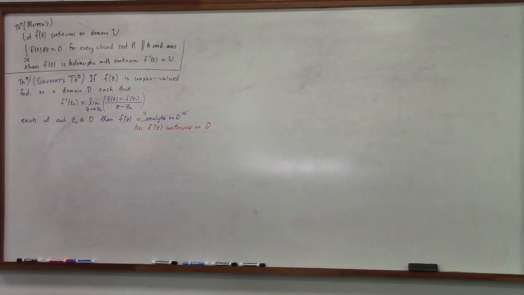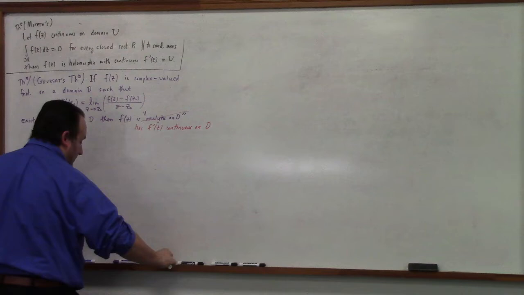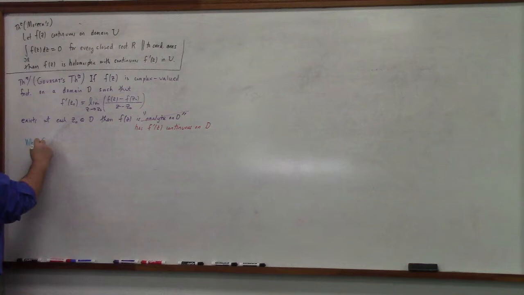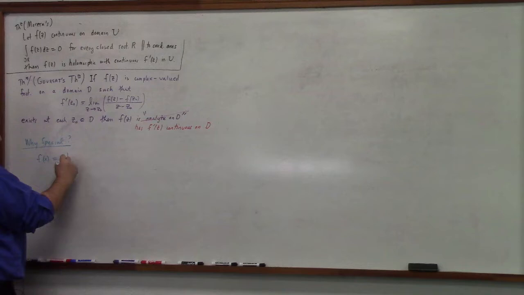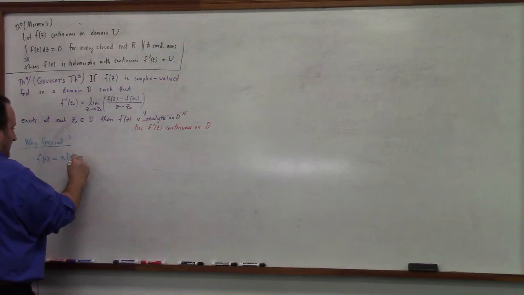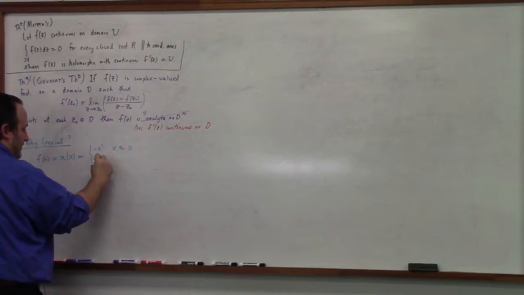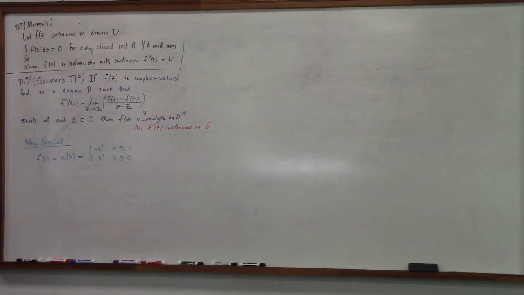Now, before I dive into the proof of this, I want to show you why this is special to complex analysis. It's important for us to understand how this fails in the real category, right? Why is it special? Because if we look at f of x equal to, let's say, x times the absolute value of x, what is this thing? This thing is minus x squared for x less than or equal to 0, and it's x squared for x greater than or equal to 0, right?